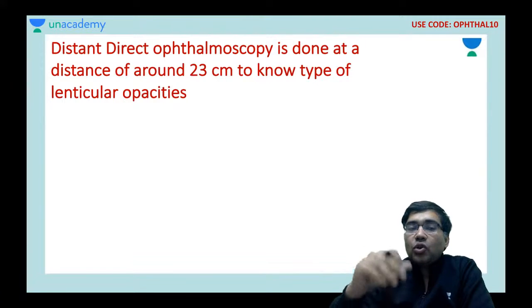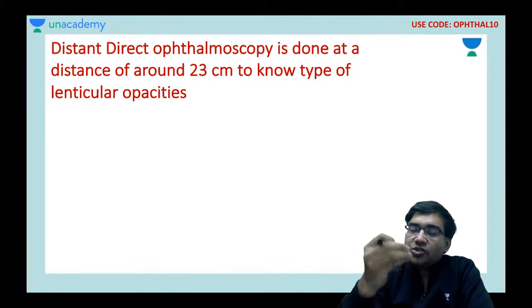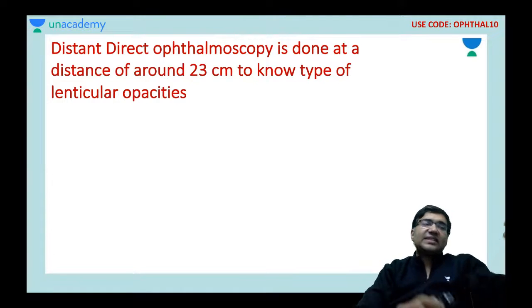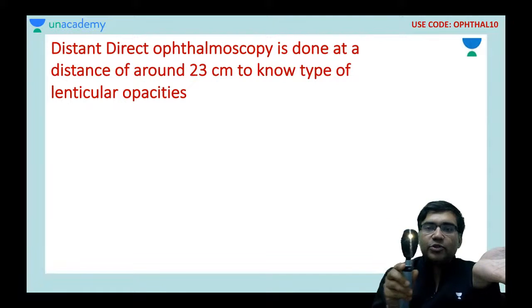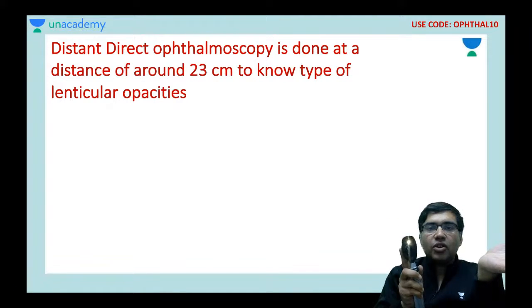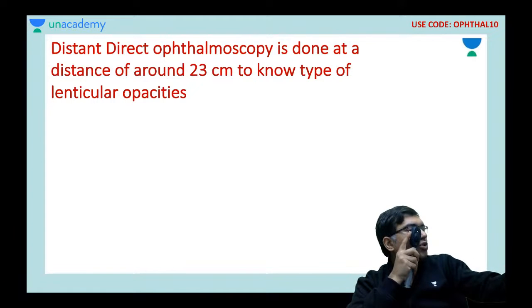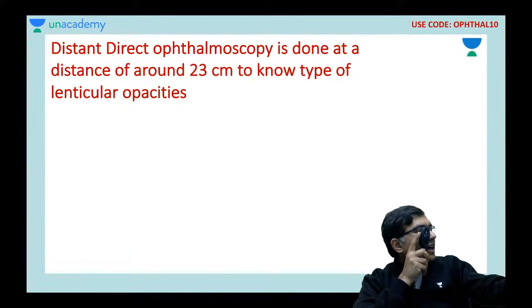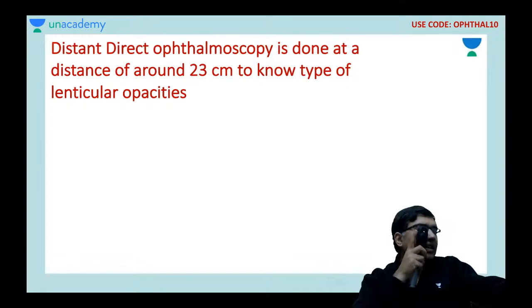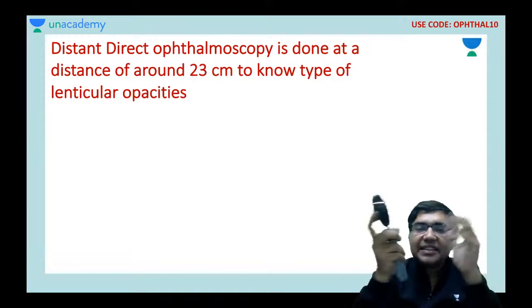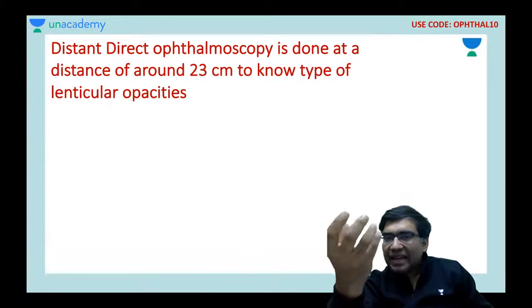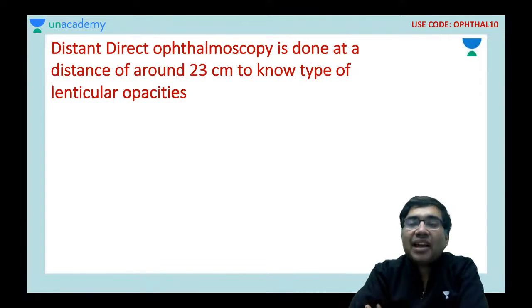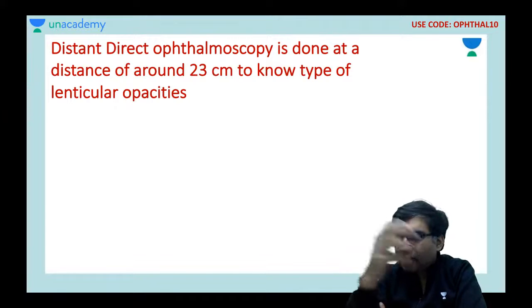Now what are the various ways through which you can use a direct ophthalmoscope? First is, let's say this is the patient. If you can appreciate, this is my direct ophthalmoscope. Can you see the light which is coming? My patient is around 23 centimeters from me, and I put the light towards the patient. Can you see the yellow light? And I see if there is any opacity, which is seen as a black shadow in the background of a red fundus reflex. Are you getting my point?